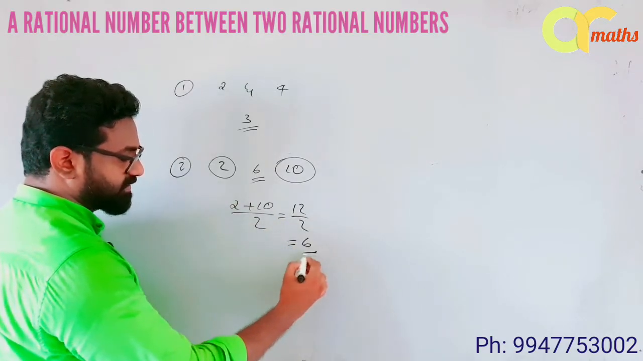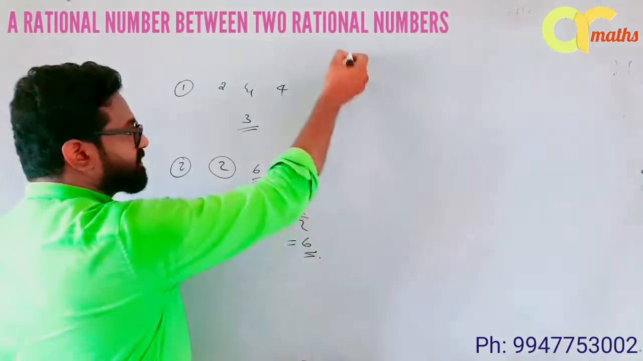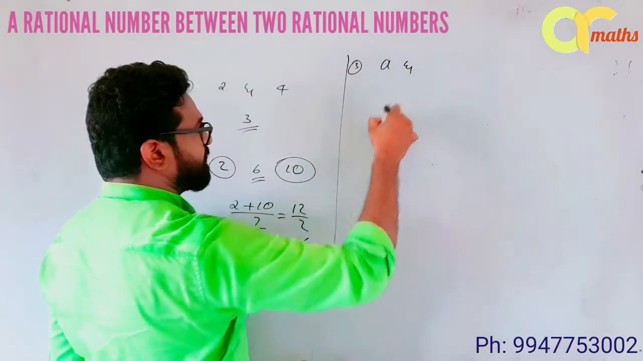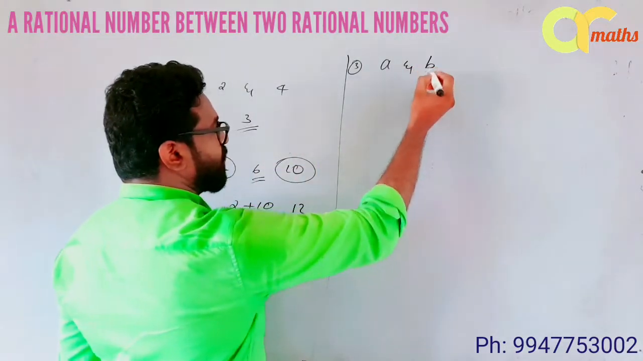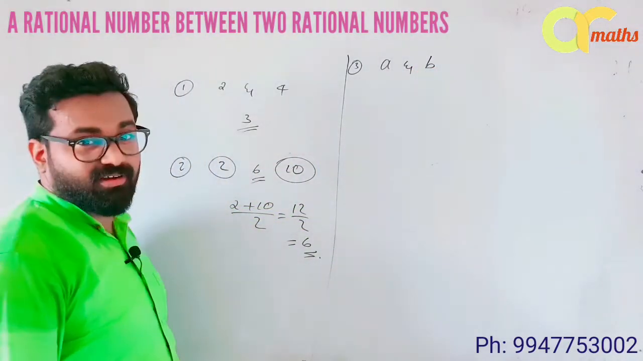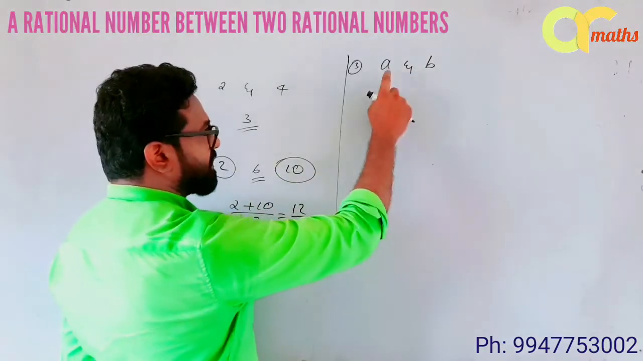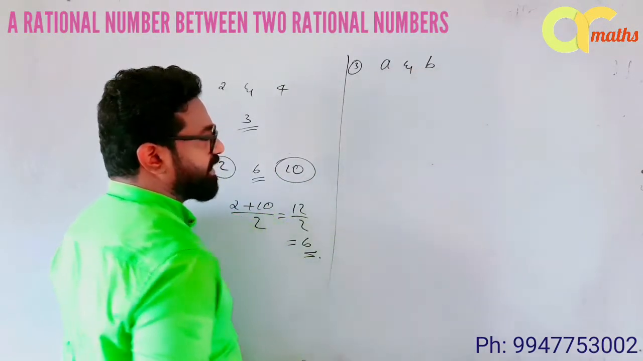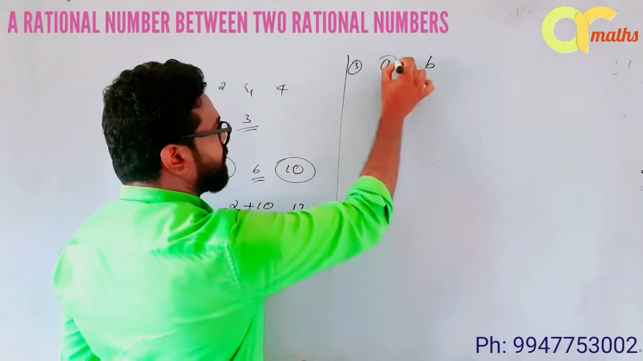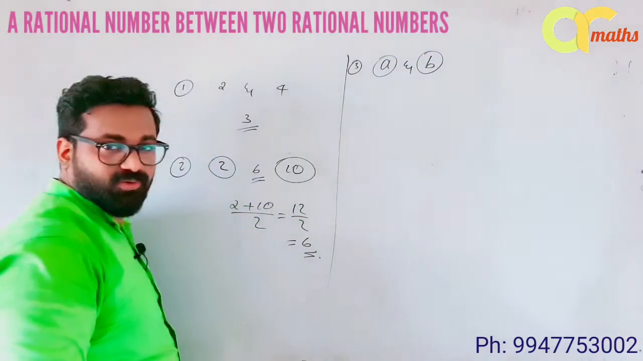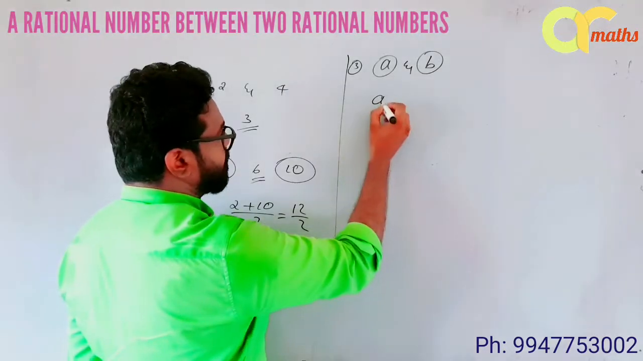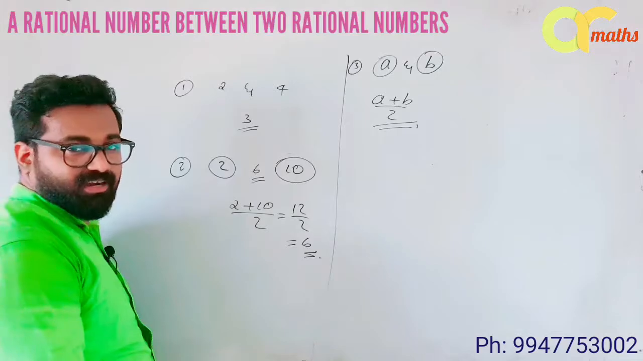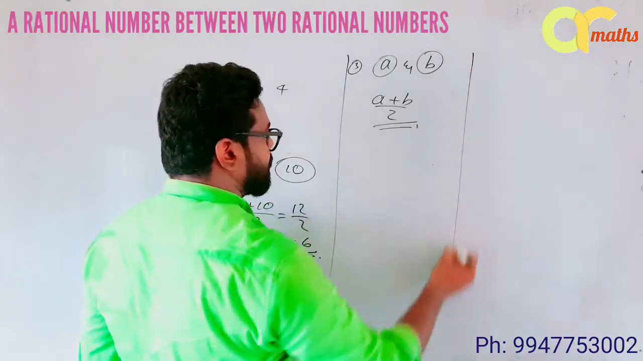Its answer is 6. That means, suppose we are given a number A and another number B, what is the middle value of A and B, or what is the rational number between A and B? How do you get a rational number between A and B? Just find its average. What is the average of A and B? A plus B divided by 2. Clear?